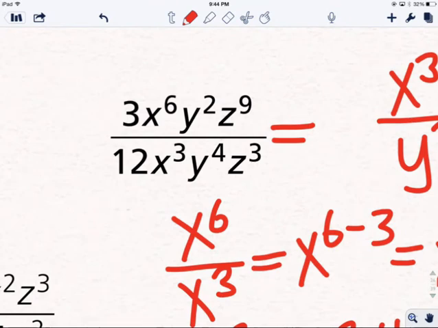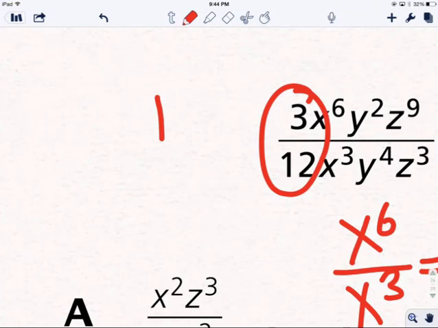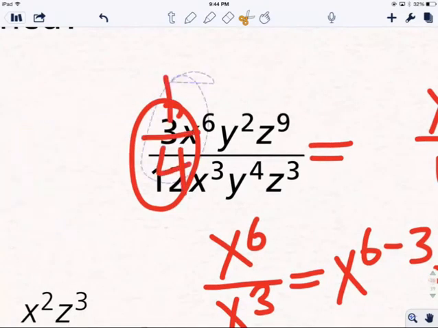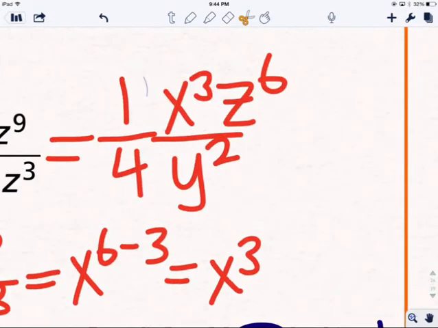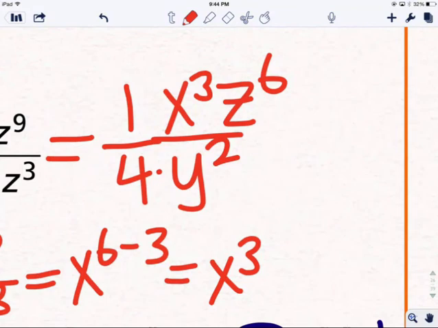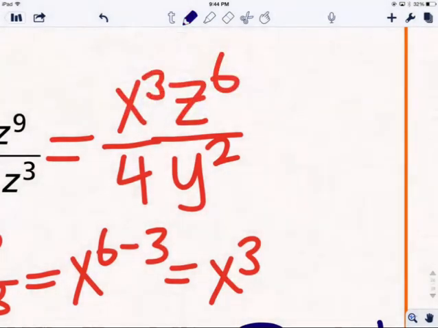Now how do we deal with the numbers? 3 divided by 12. Well, you know that 3 divided by 12 can be simplified as 1/4, right? So if we bring this 1/4 over to the answer that we're building, you can see that 1/4 is just multiplying the rest of this, so we can join the fraction here. So it's going to be 4 times y squared in the bottom, 1 times everything at the top, but multiplying by 1 is kind of invisible. So this should be our final answer right here.